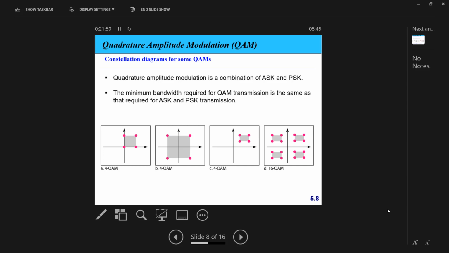Also, I can have 16-QAM. So L equals 16. Now how many bits can I send at the same time? And r equals what? For 16-QAM, L equals 16, so r is what? L is 2 to the power r, and r is the number of bits inside the element.